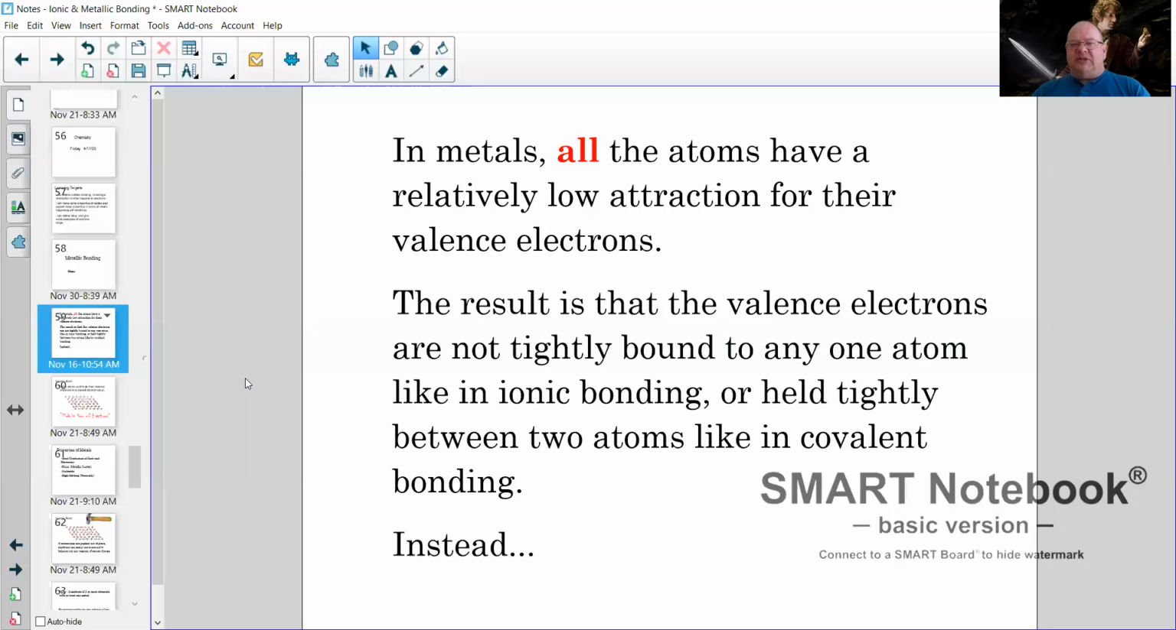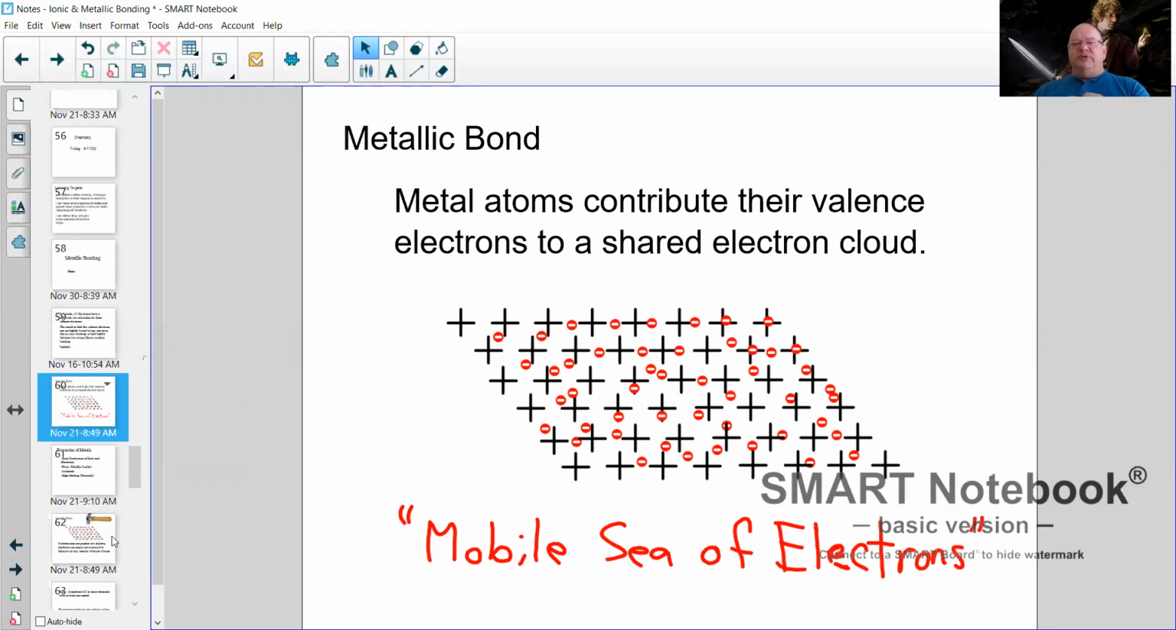Well, the result is that the valence electrons are not tightly bound to any one atom, but they're also not just locked up between two atoms. Instead, what happens is our electrons are able to move around. It's basically shared among all of the atoms.